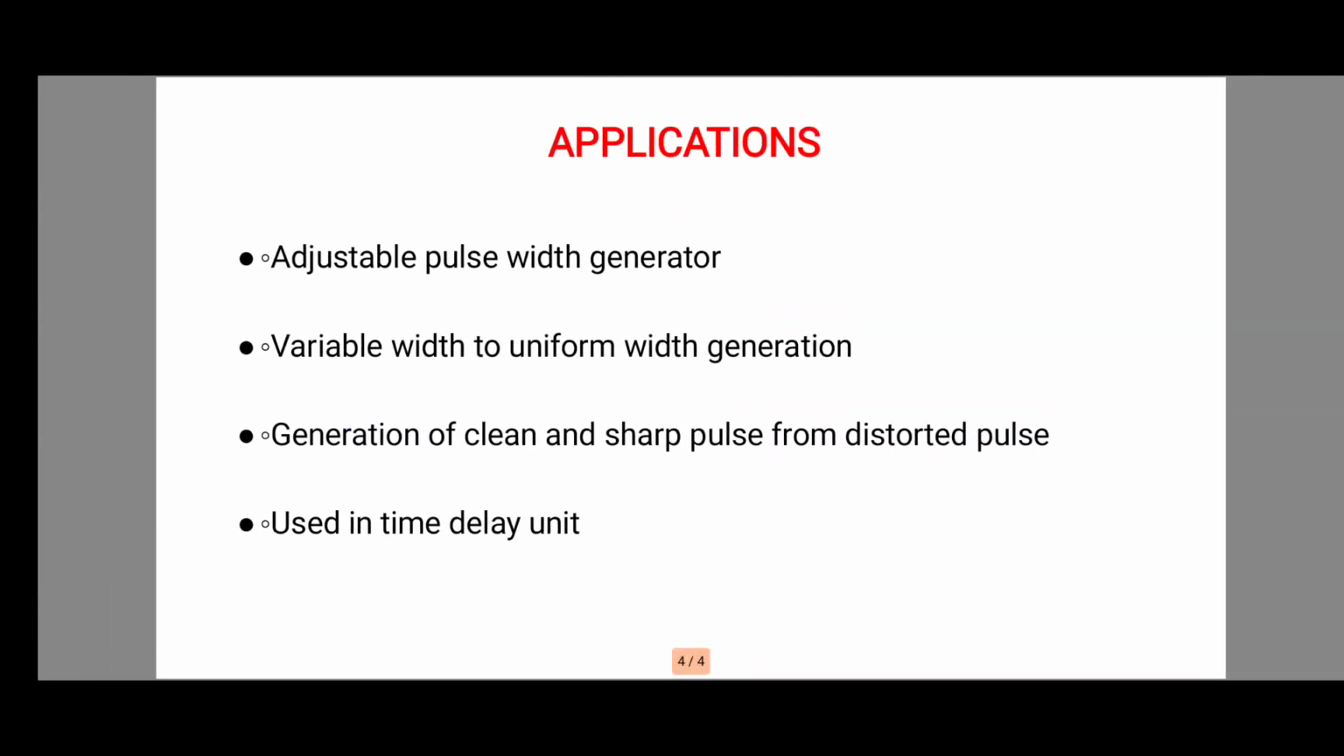Now you can see the applications of the monostable multivibrator. The monostable multivibrator is mainly used to produce rectangular waveforms. Hence it is called a gating circuit, and it is an adjustable pulse width generator, which varies the width to generate uniform width. It generates clear and sharp pulses from distorted pulses, and also the monostable multivibrator can be used in time delay circuits.